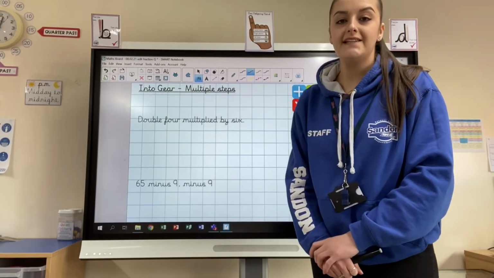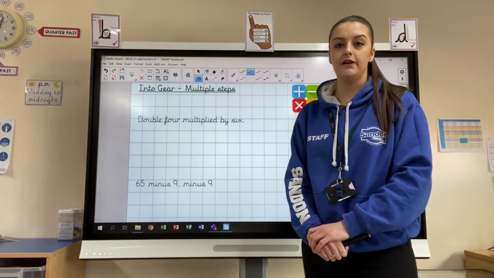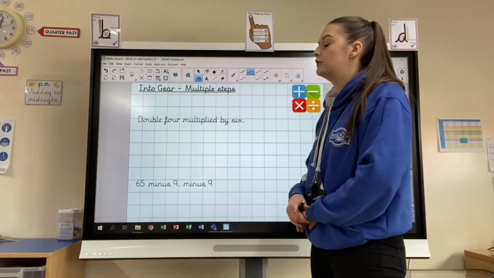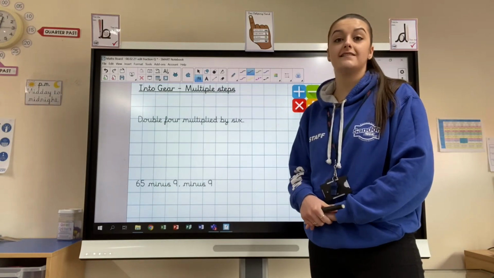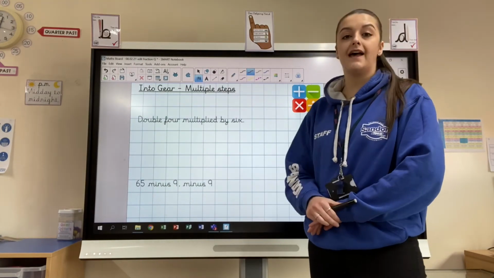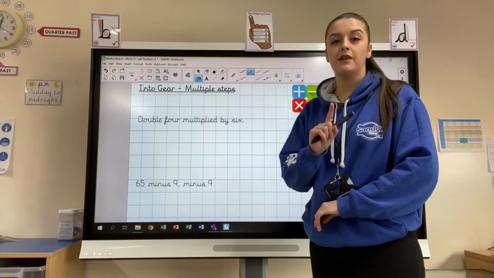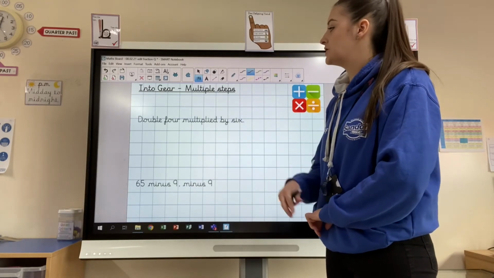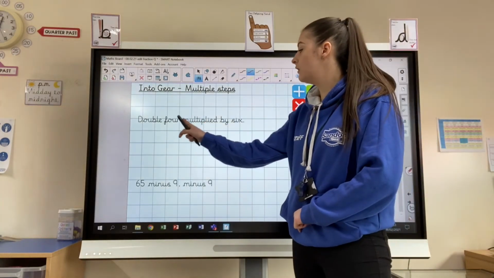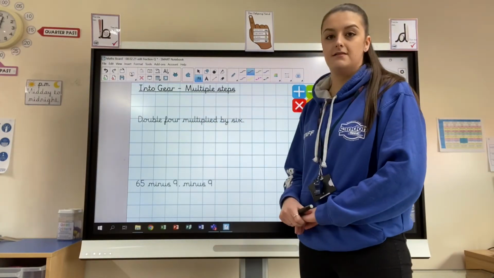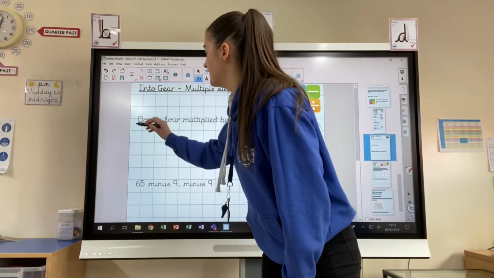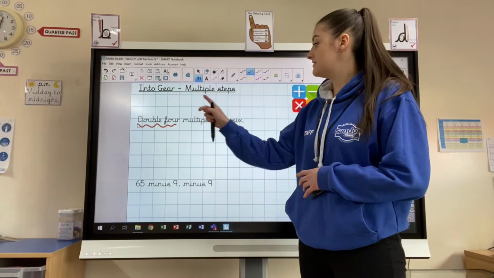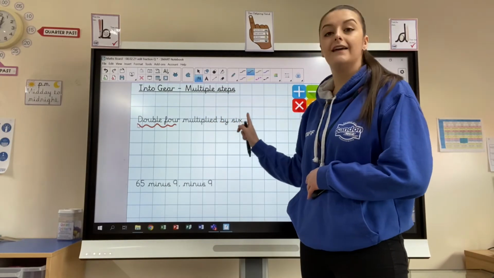Right, so you should have just completed your section A in your booklet on page 23. So we're going to move on to our integer section, looking at some word problem sentences that involve multiple steps. So they're going to require us to do more than one thing to solve the problem. So you've got some similar questions to these. I've got double 4 multiplied by 6. So first of all, I need to double 4. And then once I've got my answer, the second step would be to multiply it by 6.